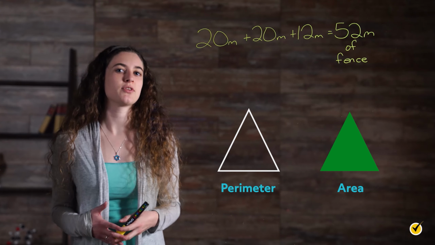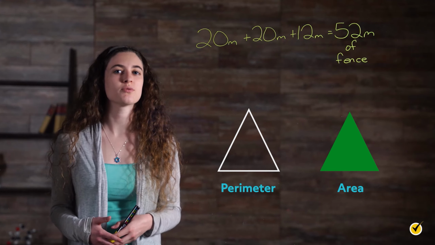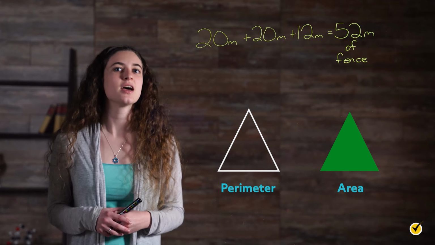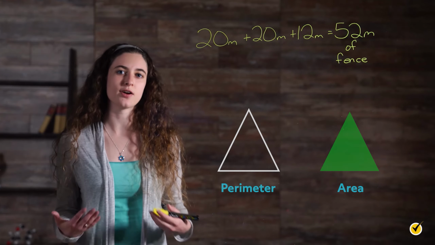Notice that the answer is given in meters. That's because perimeter is a distance. Walking around the yard would mean walking 52 meters. That's all there is to it. No matter what type of triangle you have, just add up the length of the sides and you have your perimeter. Now let's deal with area.